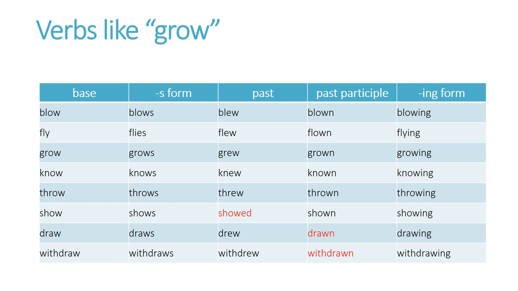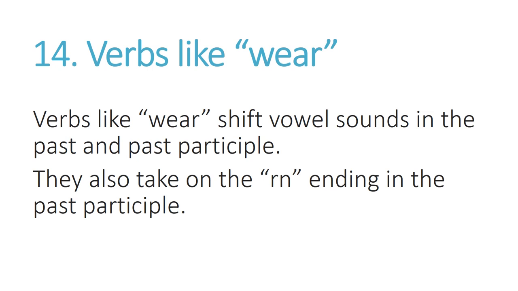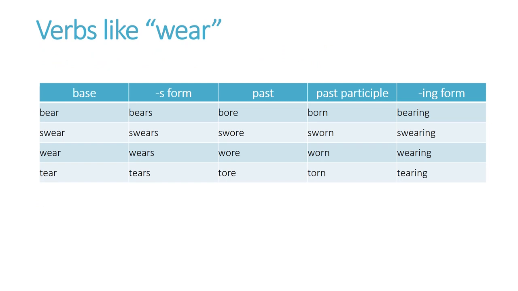14. Verbs like wear. Verbs like wear shift vowel sounds in the past and past participle. They also take on the rn ending in the past participle. Let's look at some examples. With verbs like wear, there is a sound shift in the past and past participle, and it's the same vowel sound in both those forms. But the difference here is that in the past participle, there is an N ending.